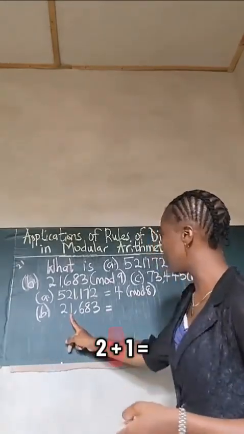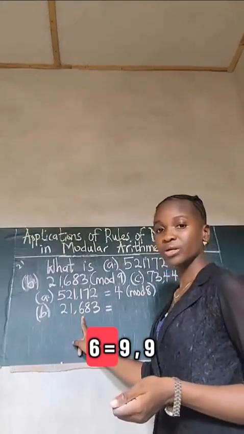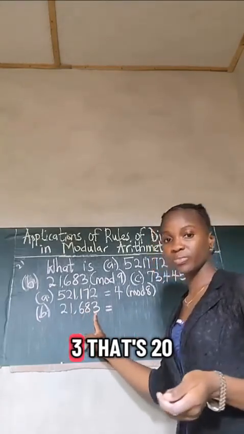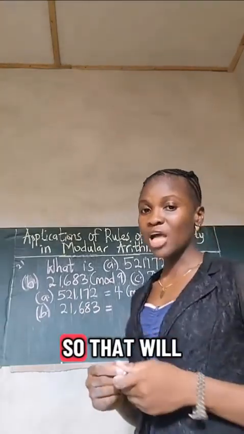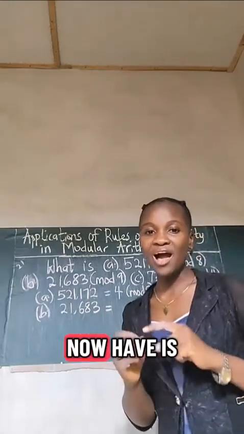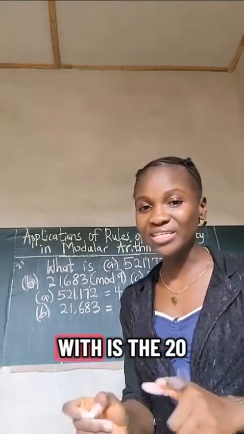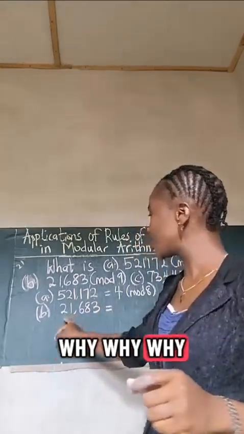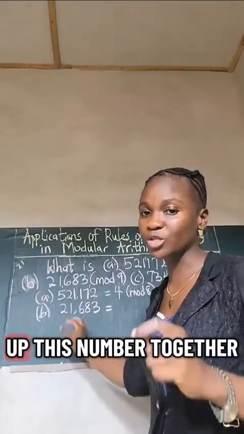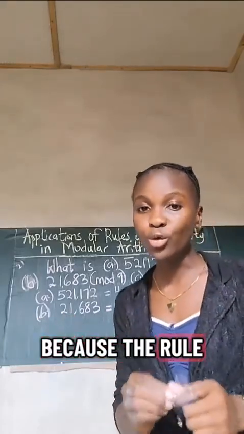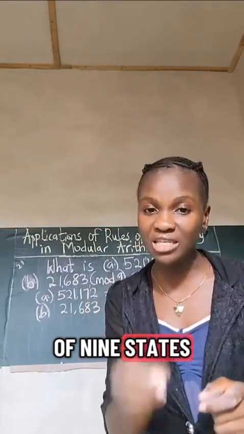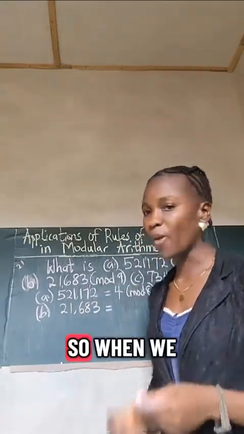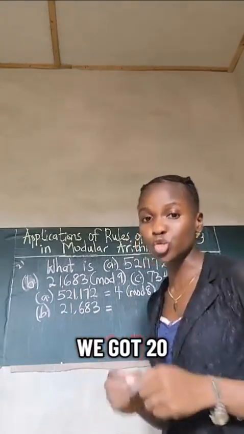So we have 2 plus 1, 3, 3 plus 6, 9, 9 plus 8, 17, 17 plus 3, that's 20. So the number you have to deal with is 20, which is the sum of the digits of this number. Why do we have to add the digits that make up this number together? Because the rule of divisibility of 9 states that we should add the digits together. So when we added the digits together, we got 20.